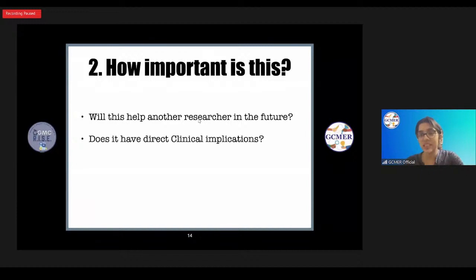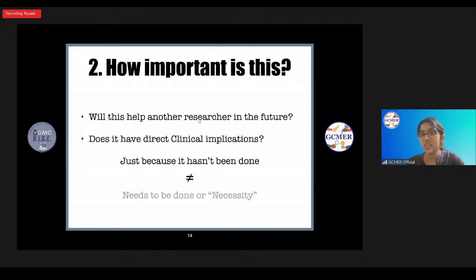If your research has direct clinical implications, of course, it's very important. But at the same time, there's something called basic research, which doesn't have direct clinical implications, but it is going to help clinical research. So that's what I mean, that at the end of the day, it has to help the patients, because that's what we are here for, right? And just because it hasn't been done, and if you don't find it out on the literature search, it doesn't mean that it needs to be done or it's necessary, right?